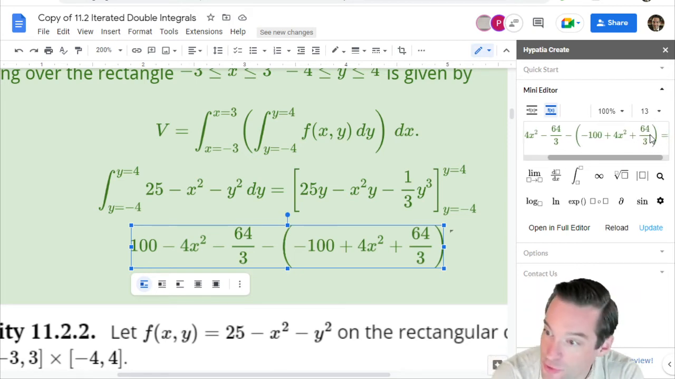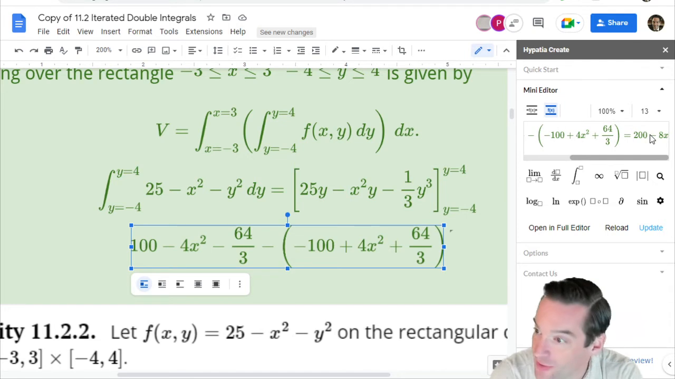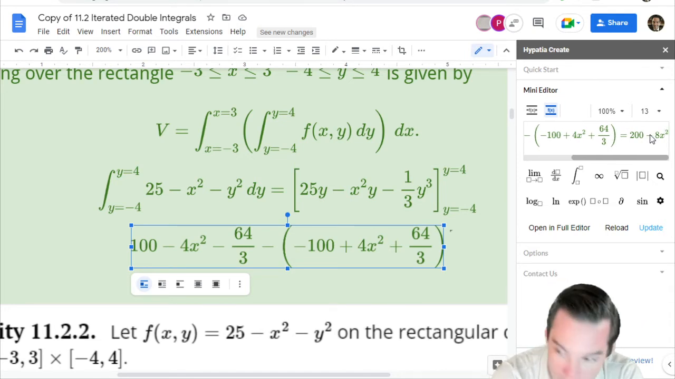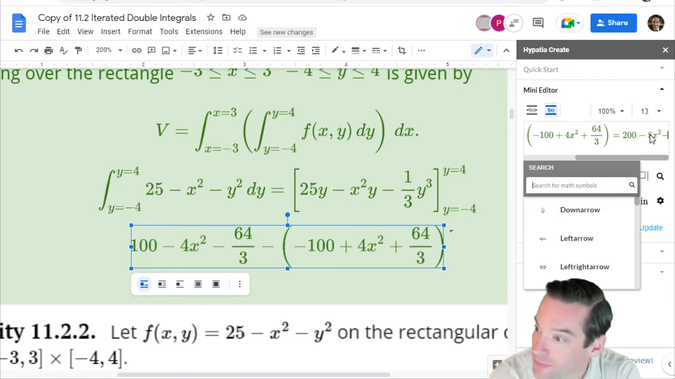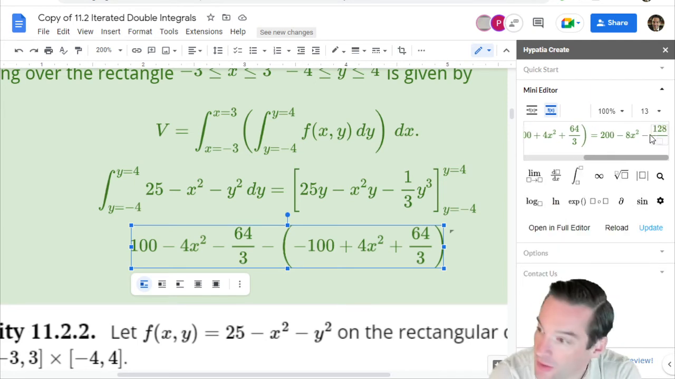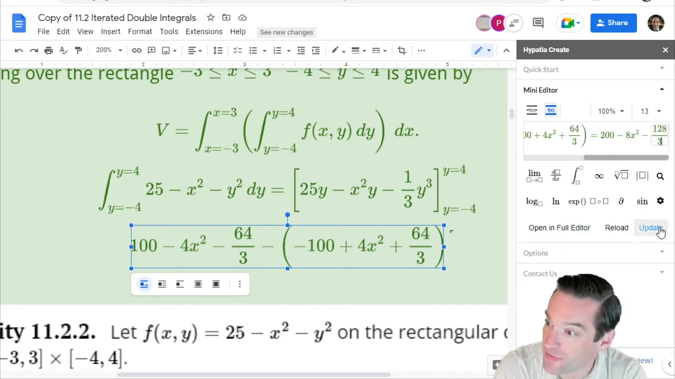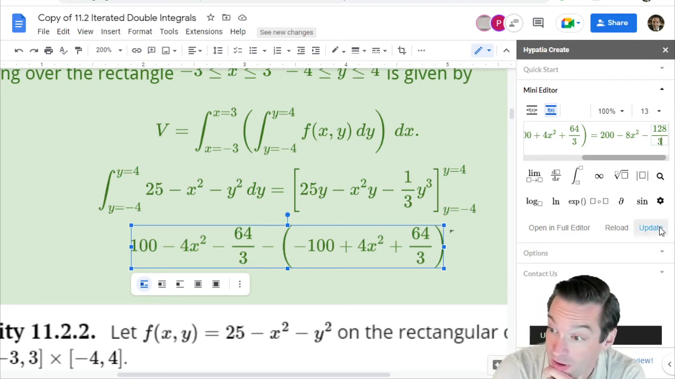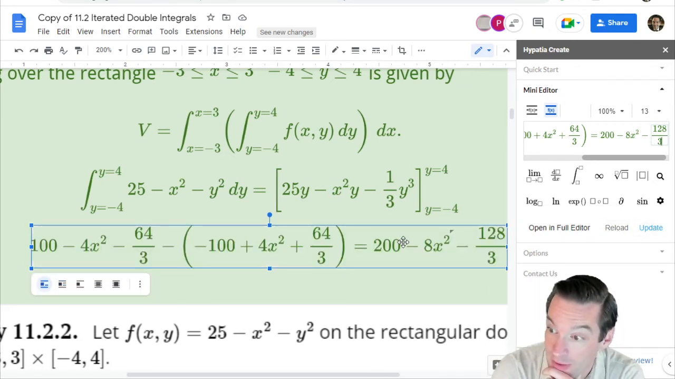This is going to give me 200 minus 8x squared minus 128 thirds. So that's my area function, right? As a function of x, each of the slices that we get in the process has that area, 200 minus 8x squared minus 128 thirds.